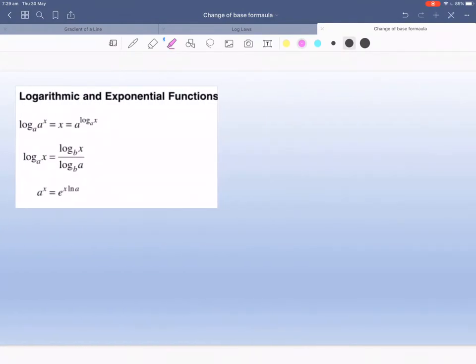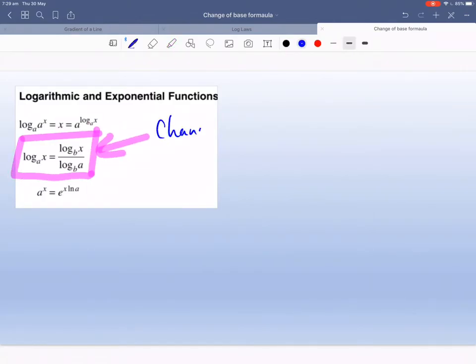All right, let's look at this. This is your formula sheet here. In this example, this is the change of base formula. If you look at your formula sheet, you'll find the change of base formula right there. So I'm going to do it both ways. I'm going to do it algebraically and also show you how you can use this formula.